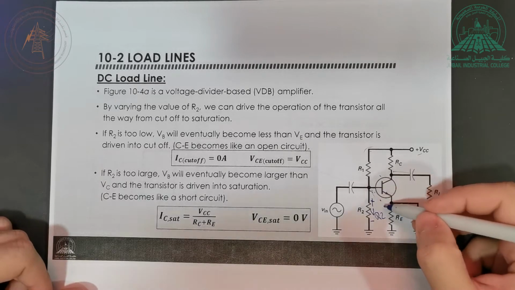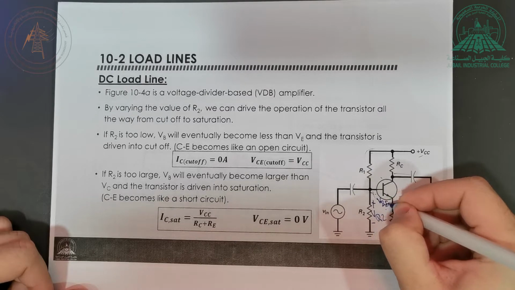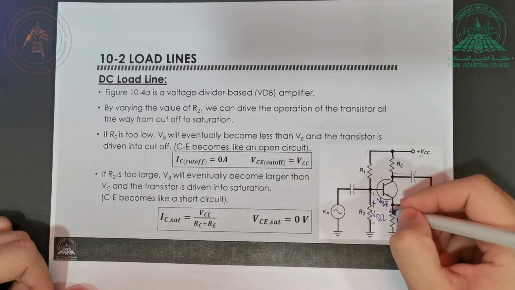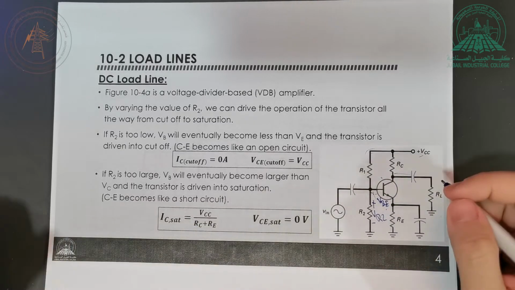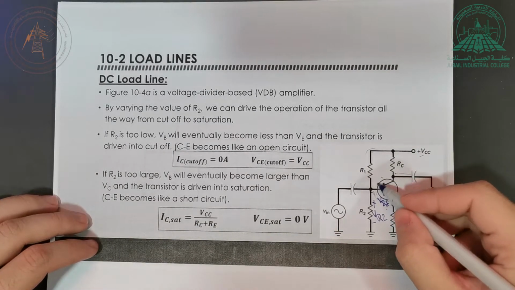So if this voltage from here to here is VBE, right? If I increase VR2 high enough, VBE is going to be more than 0.7, and this junction will be forward biased. So this is half of the work. The other half is to make this junction reverse biased.